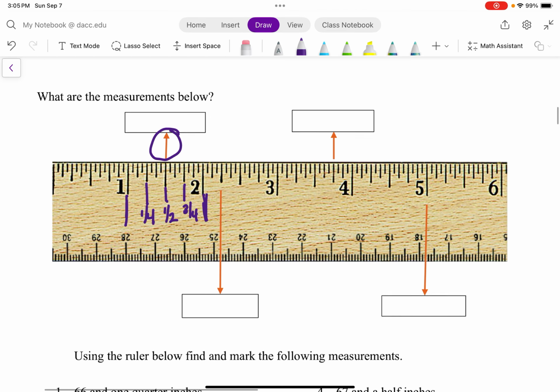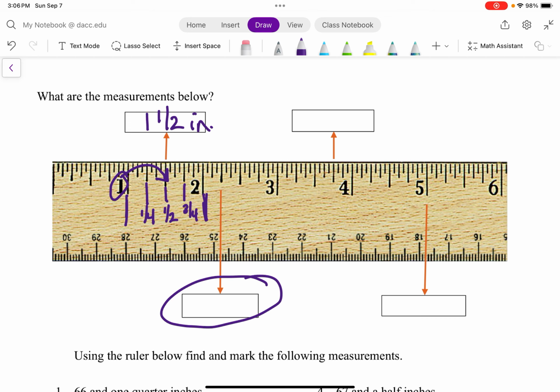So looking at our ruler, that arrow is pointing to that second line in the middle. So what is that measurement? Okay, what is this measurement here? Well, we've got the 1 and then the second line. So that's 1.5 inches. Good job.